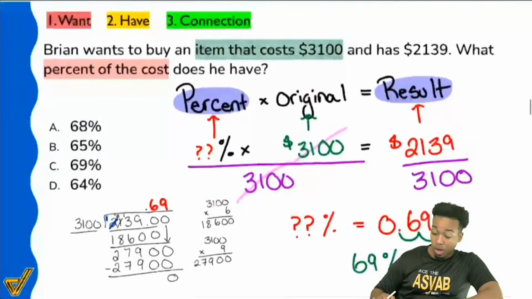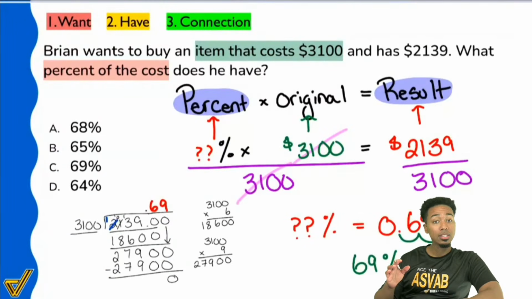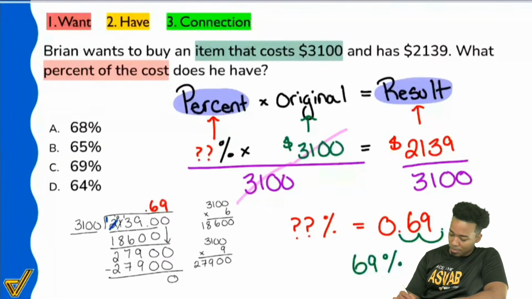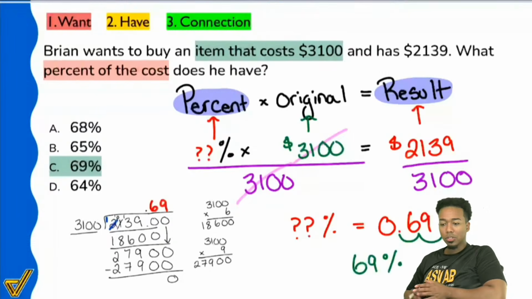So we now know that Brian, with all that money he has, that is only 69% of the cost of that item that he wants. Yes or no, my party people, does that make a little wee bit more sense? The answer would have been C.